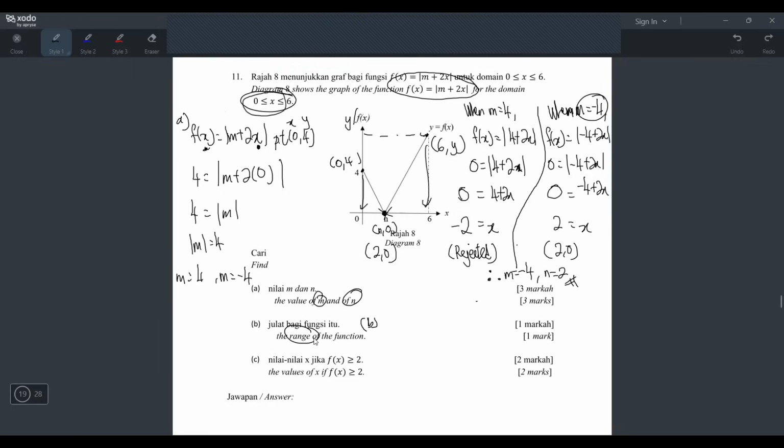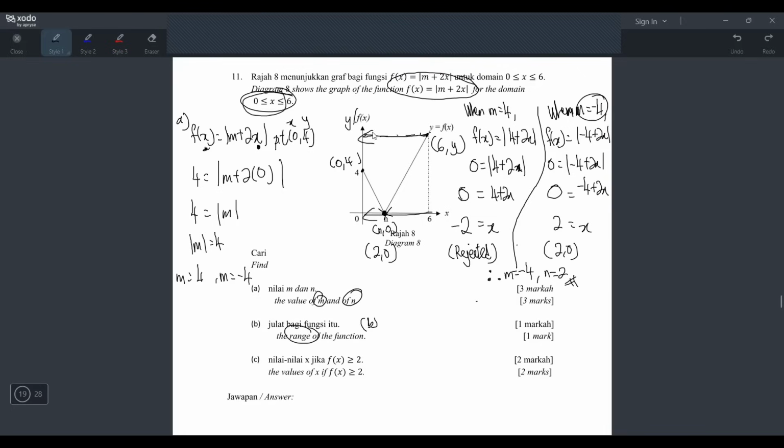And now they want to find the range. It means if they never say range of what, it means for the y-axis. If they just said range, they never say range for domain or codomain or x-axis, y-axis, it means for the y-axis, right? So the x-axis is from 0 to 6, but the y-axis is from 0 to here. If I want domain for the x-axis, saya tengok paling kiri to paling kanan.